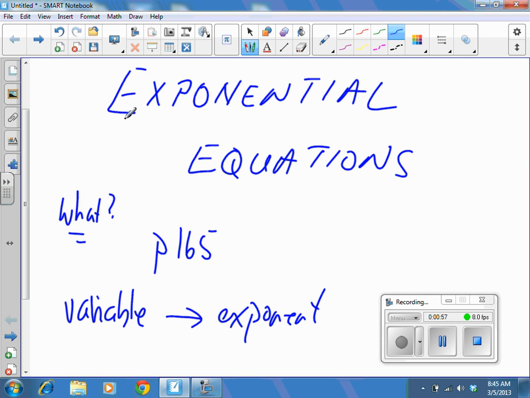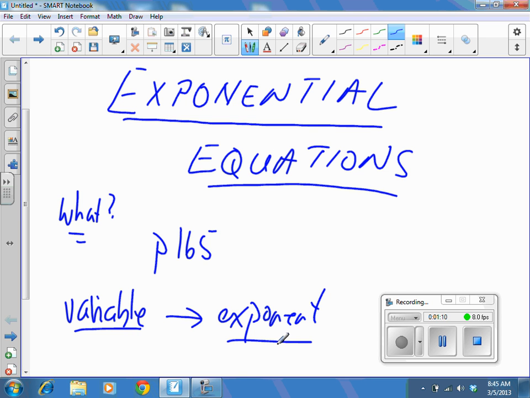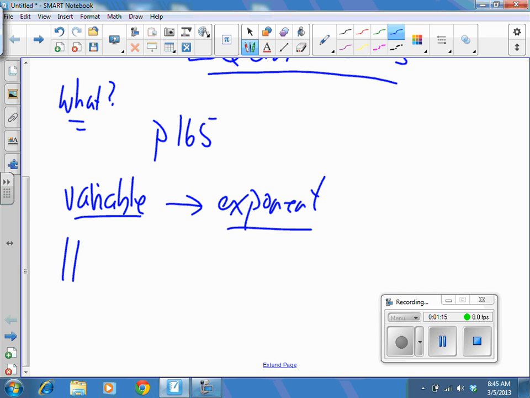And that's really important, that you're able to identify an exponential equation. So what is an exponential equation? It's an equation that has a variable in the exponent. All right? Okay, so the next thing is, how do we solve an exponential equation, now that we know what they are?